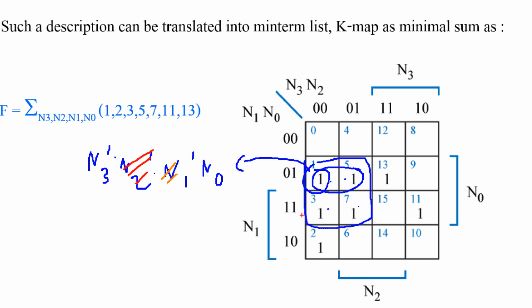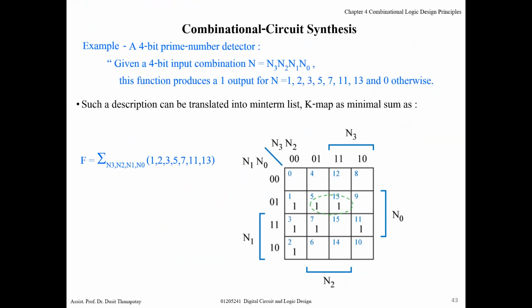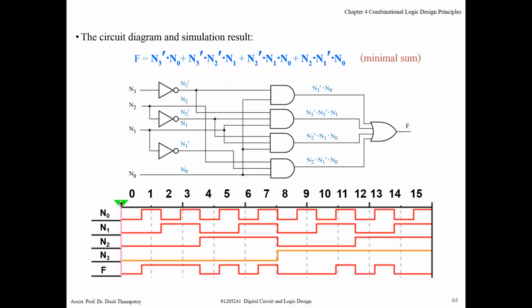That means the maximum size that covers only one cell, its product term is n3 prime and n0. You cannot remove any further input variable from this term. So this term is called prime implicant, namely the product term that you get from the K-map by selecting the biggest size. That's all, the meaning of prime implicant.